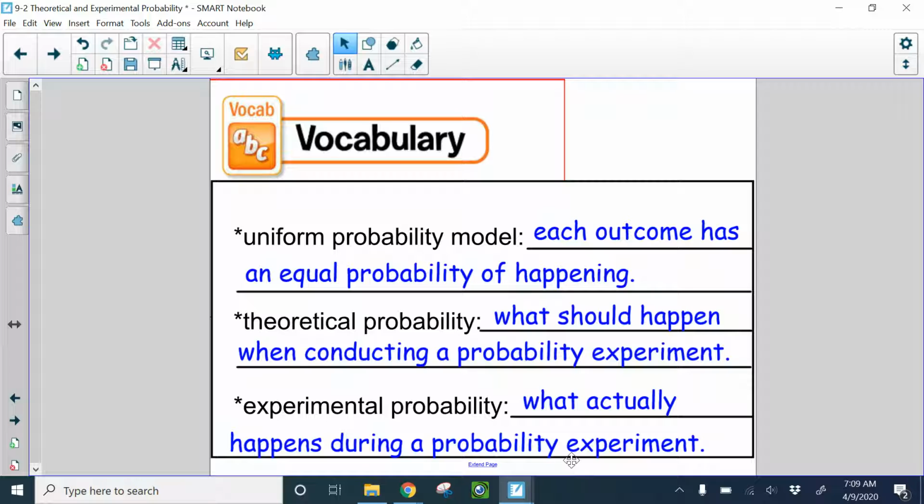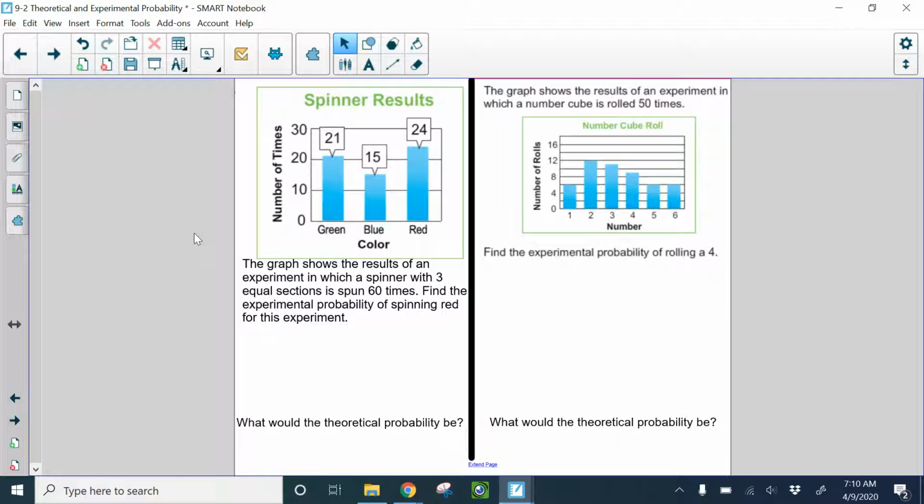If I flipped a coin 2 times and I got heads 0 times, then my probability of getting heads would be 0 out of 2, not 1 out of 2. So theoretical probability is what should happen. Experimental probability is what actually will happen. Let's look quickly at those differences a little bit here.